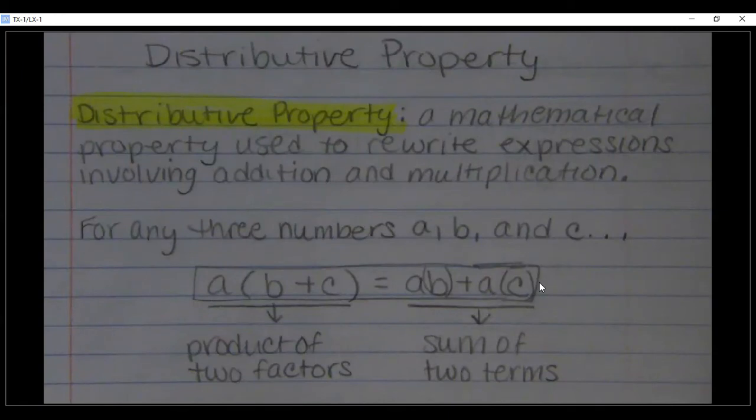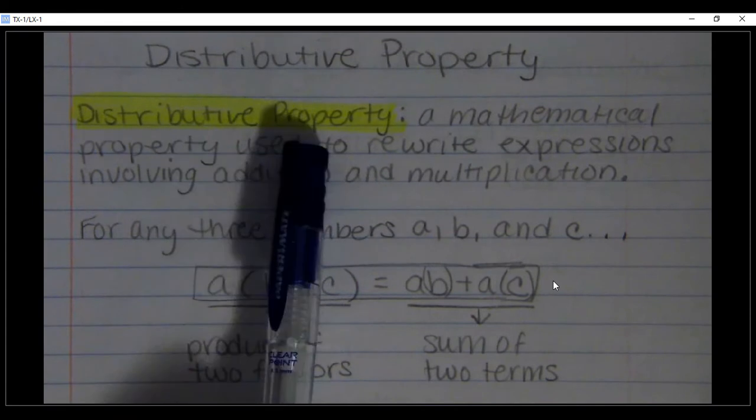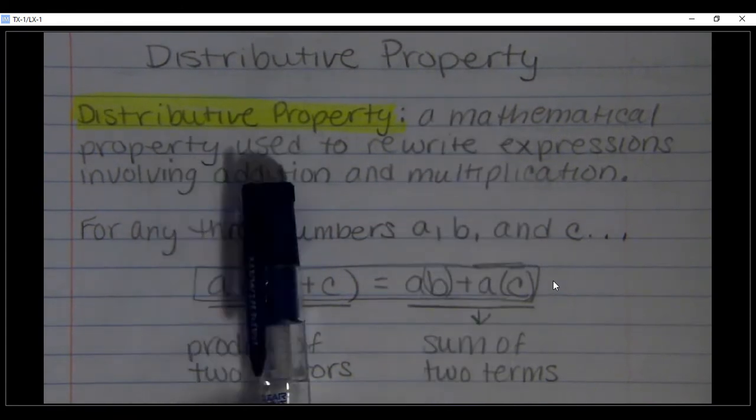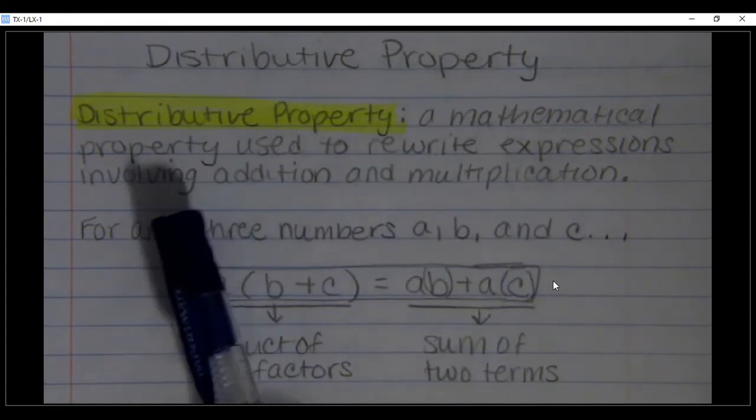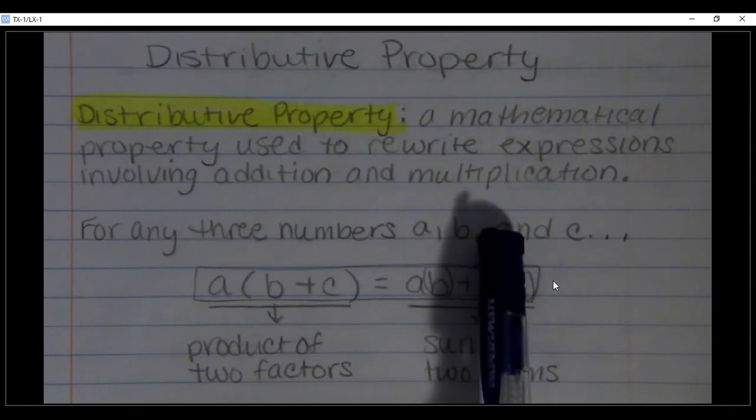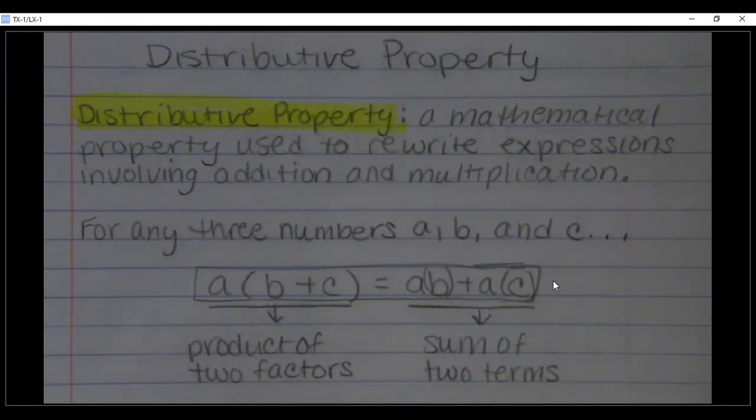Hey everyone, today we're going to be talking about the distributive property. The distributive property is a mathematical property used to rewrite expressions involving addition and multiplication. So here's kind of a really fancy way of saying it.